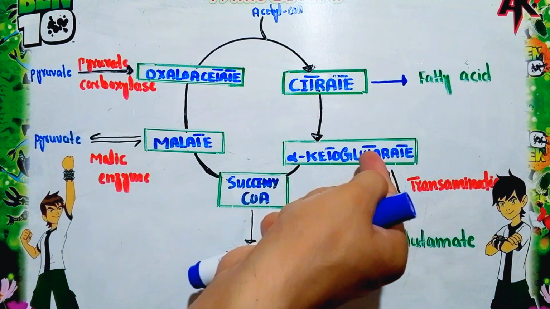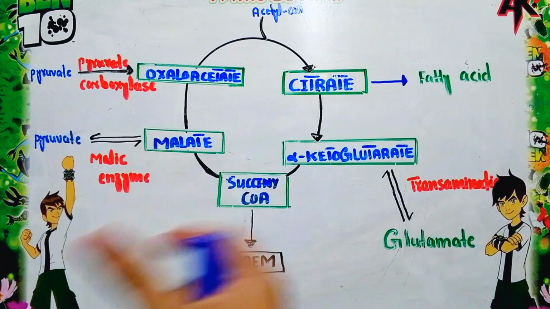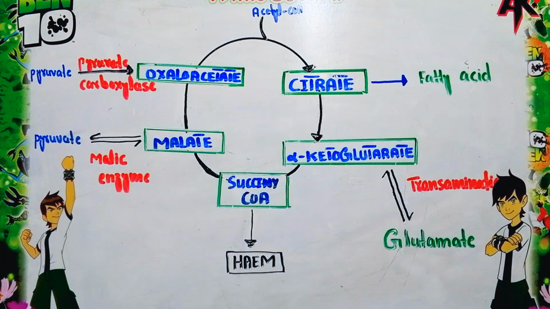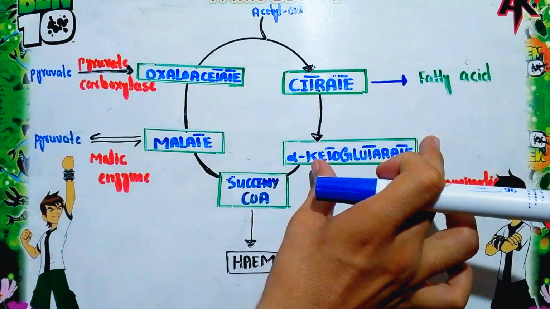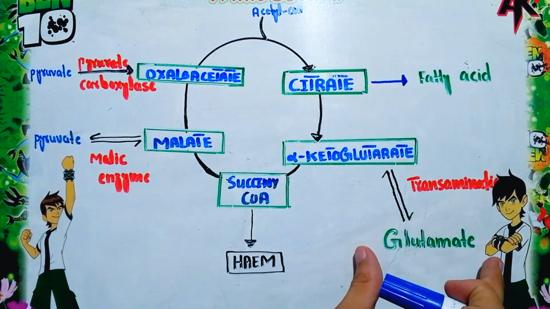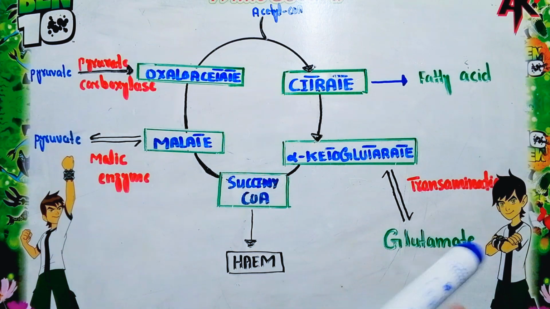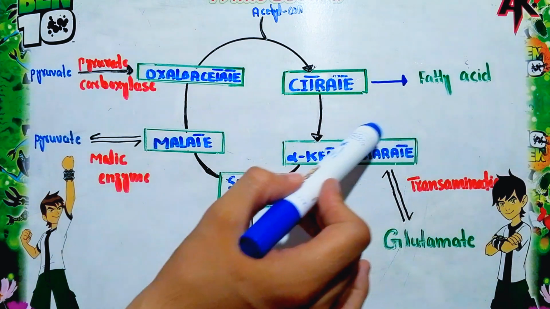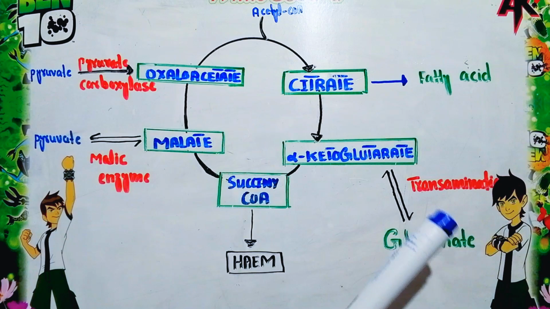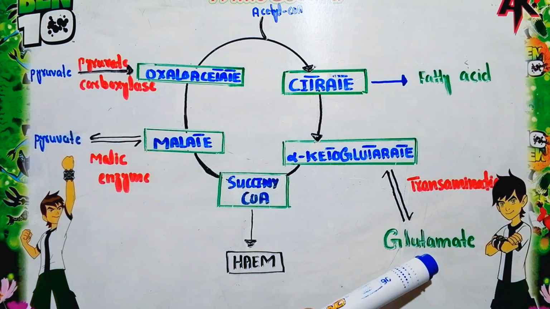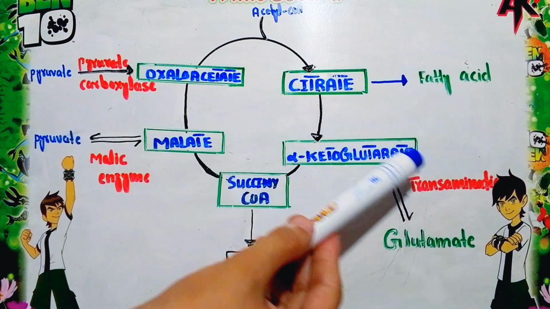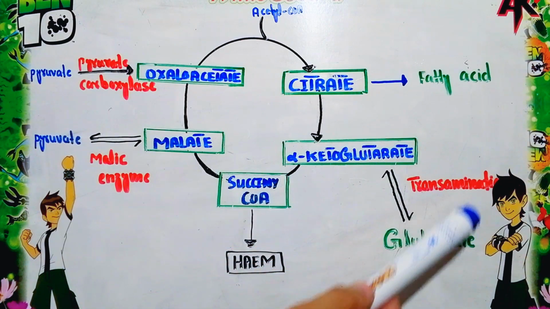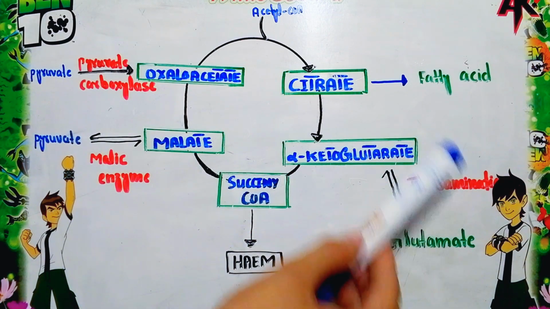This alpha ketoglutarate is used for the synthesis of non-essential amino acids. Now from the transamination reaction, this alpha ketoglutarate will form glutamate. It is an amino acid. This reaction is a reversible reaction. So in the reverse direction, this glutamate, through the process of transamination, will again form alpha ketoglutarate. This is the best example of anaplerotic reactions.